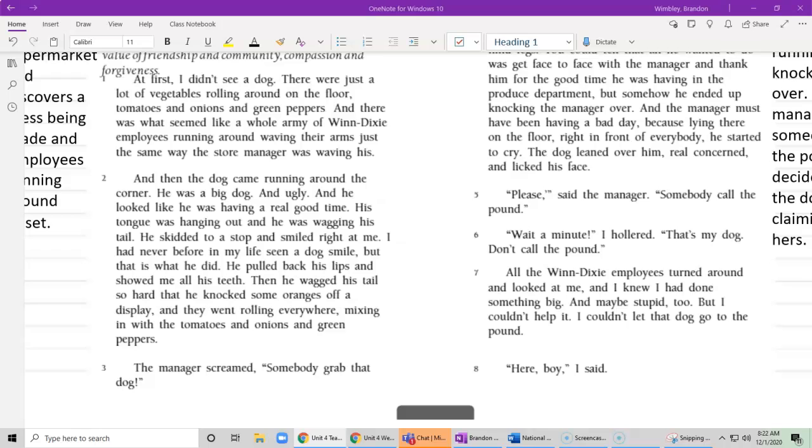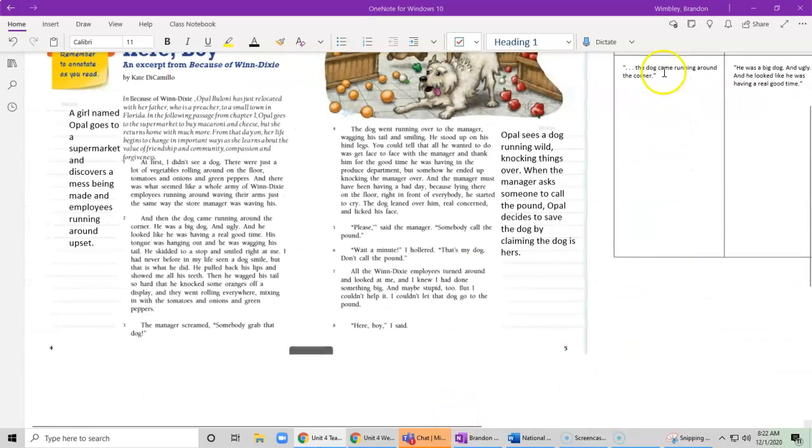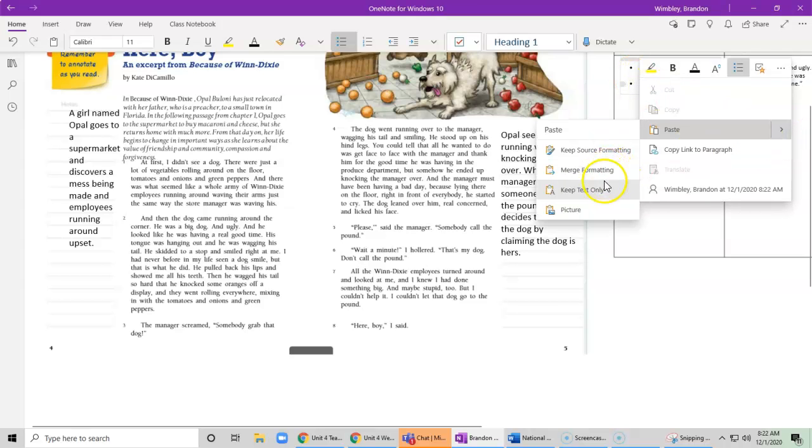Well, one of the observations I noticed was she said his tongue was hanging out, he was wagging his tail, he skidded to a stop. Now, this one I'm not going to copy straight from the text. I'm going to summarize it. That means I'm just going to put it in my own words. And since I'm putting it in my own words, I don't need to put those quotation marks down because it's not being copied straight from the text.